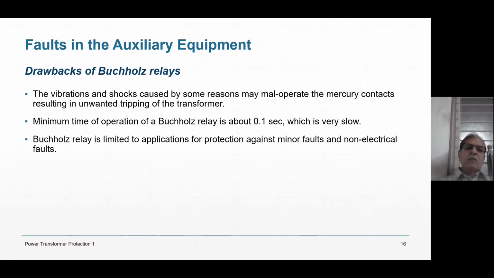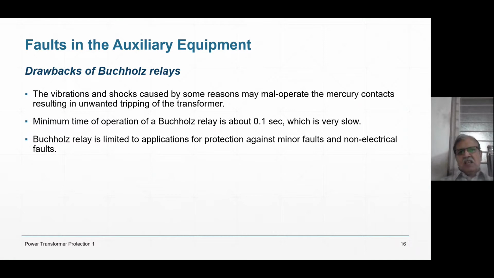Usually for transformers, nowadays when the fault level is 25,000 MVA or 35,000 MVA, we want the operation within 1 cycle. So they are sluggish. The Buchholz relay is sluggish. And the Buchholz relay is limited to application for minor faults and non-electrical faults. Electrical faults, Buchholz relay cannot detect. So these are the drawbacks of the Buchholz relay.